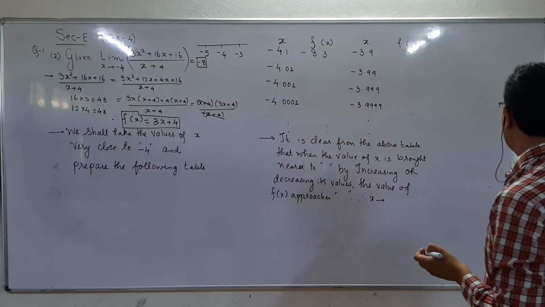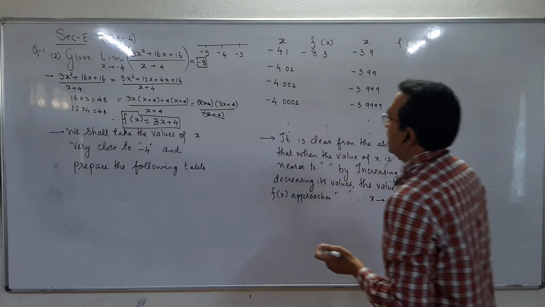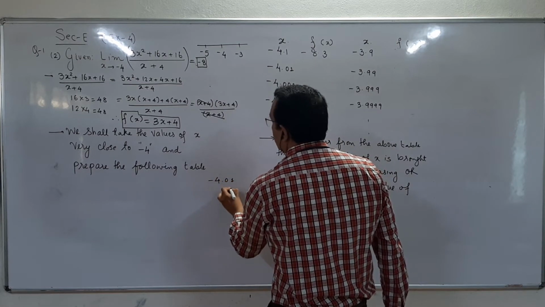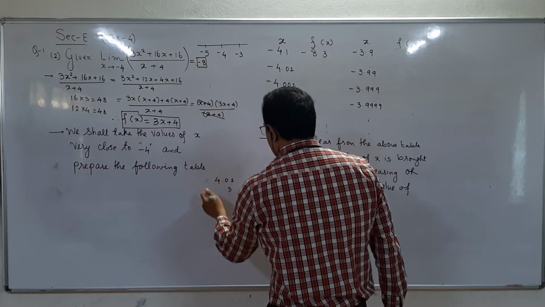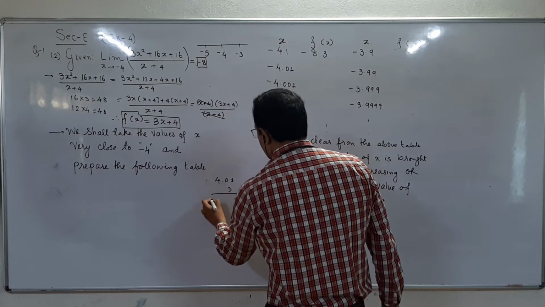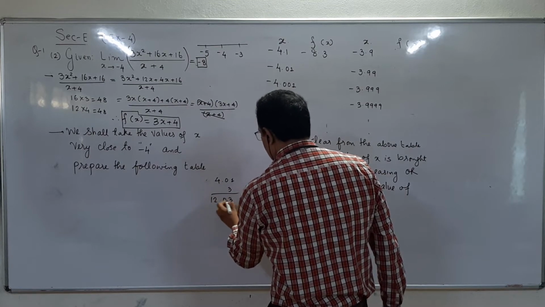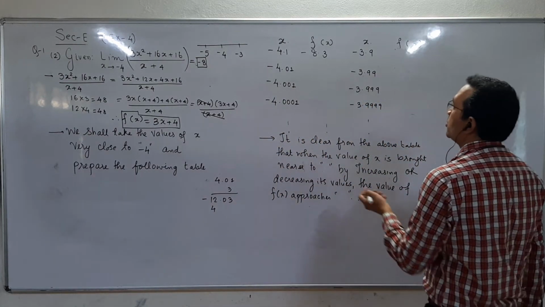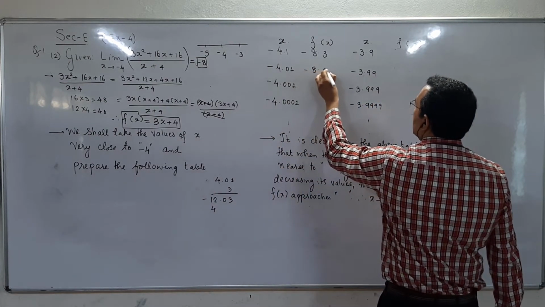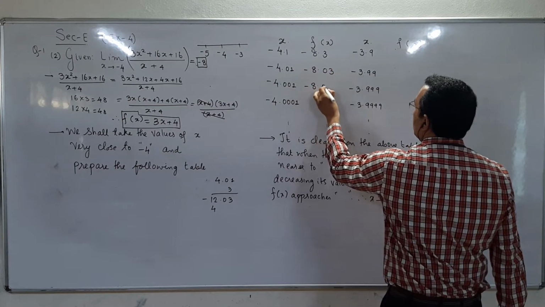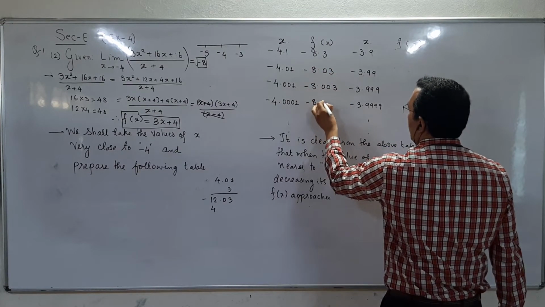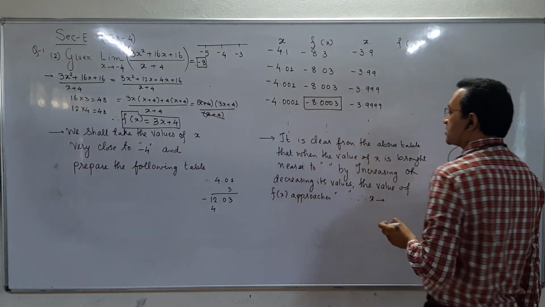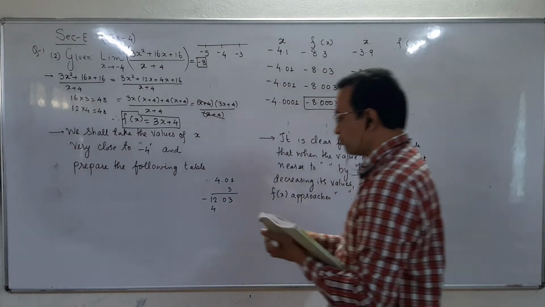Then, students, I am writing here for this. Let us take -4.01 into 3. First of all, I am not writing minus, so this will be 12.03, and plus 4, so this is -8.03. Shift one. This will be -8.003. This will be -8.0003. So check. This is indeed very close to -8.